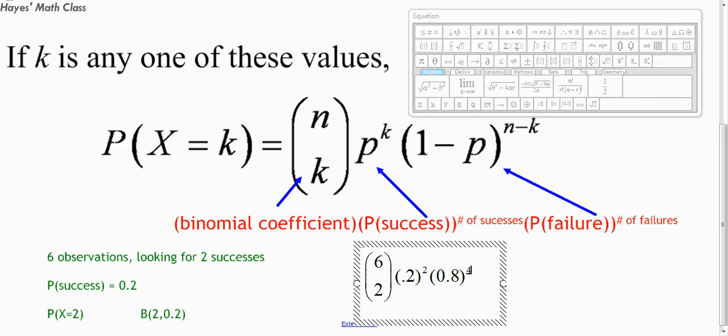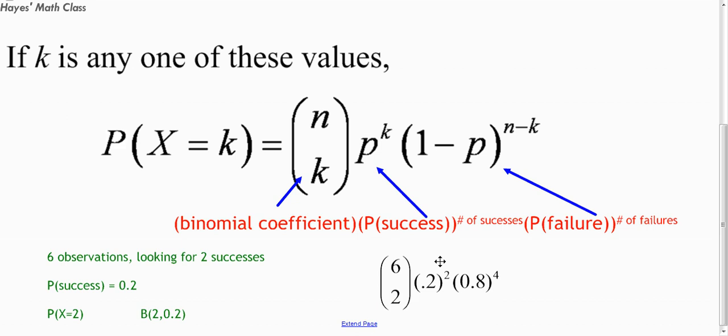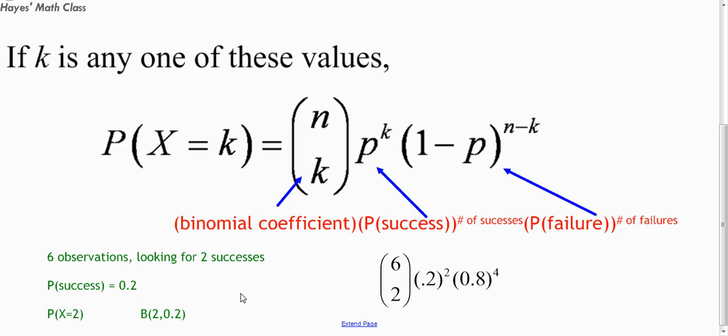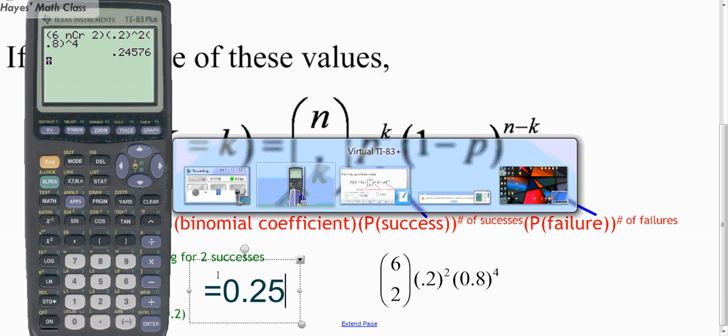Now there are 2 very different ways that you could do it. If we go back to the calculator, you could type this all out. So let's clear this out for a second. You would type in 6 choose 2, and technically we should probably put that in parentheses to be safe, using math probability choose 2, and then 0.2 raised to the second power times 0.8 to the fourth power. You hit enter, and you get the same number we got yesterday, 0.24576. So this is going to equal 0.2458.